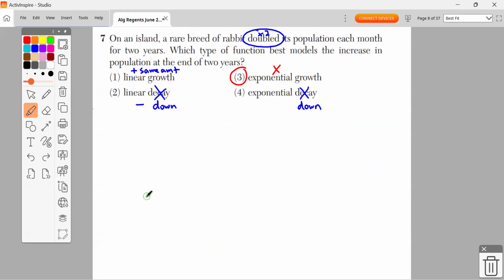In question number 7, on an island, a rare breed of rabbit doubled its population each month for 2 years. What type of function best models the increase in population at the end of 2 years? Well, since you're doubling, it is growth. It's getting bigger. Therefore, it would not be 2 or 4. Decay is going down. So I could cross off choices 2 and 4 right away. Now I want to know, is it linear growth or is it exponential growth? Linear is adding or subtracting by the same amount each time. Adding by the same amount if it's growth, subtracting if it's decay. So therefore, I know that it's exponential. Exponential means that you're multiplying by a number each time.